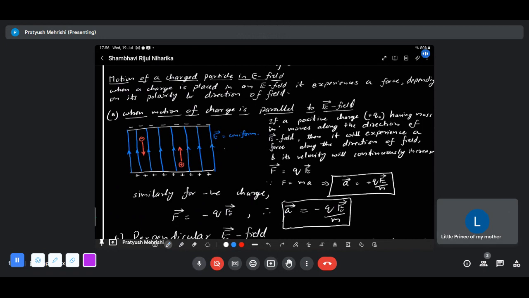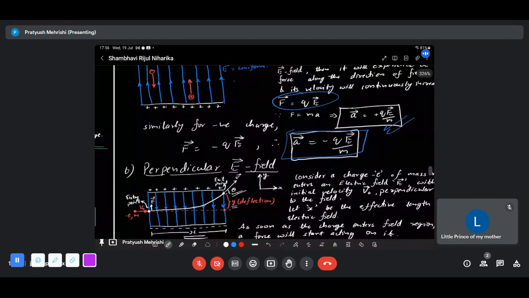Charge multiplied by the electric field will give us the force. And when we divide it by mass, we will get what? Acceleration. Total acceleration we will get. Got it? So this is the expression for acceleration of a charged particle because of the electric field.